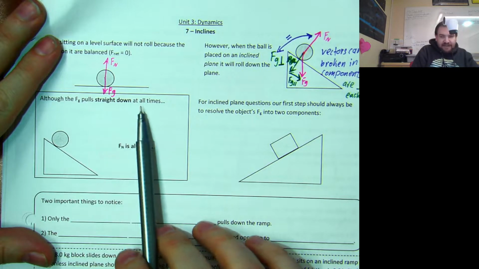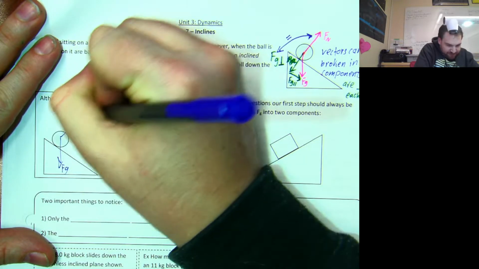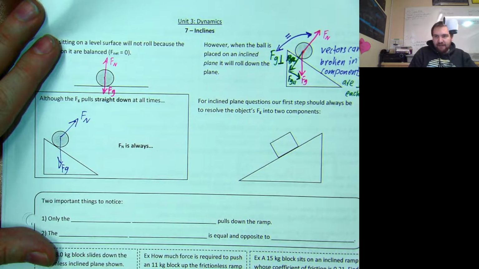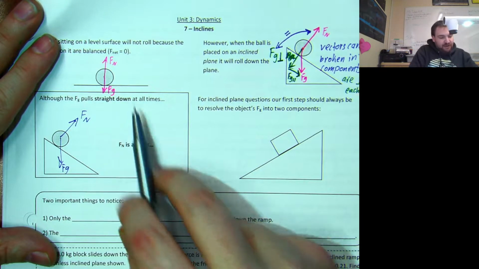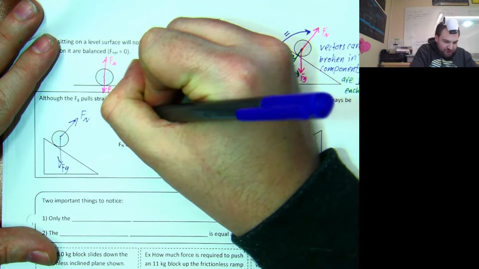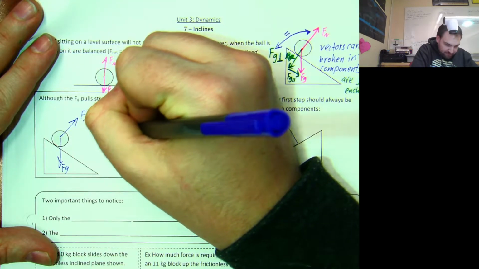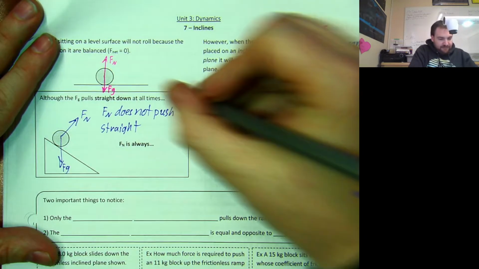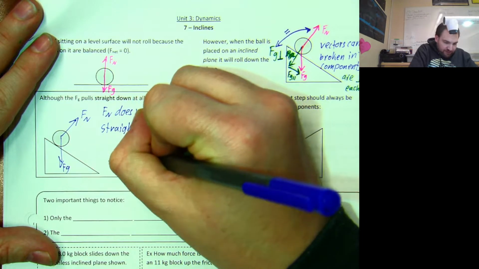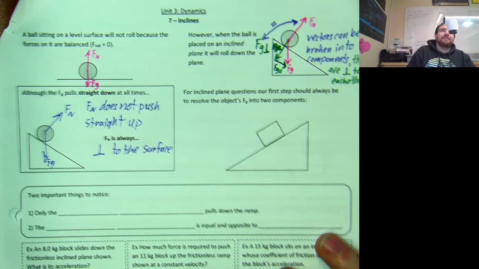Okay, so we're going to draw it again. FG pulls straight down at all times. FG is going this way. FN now is going this way, because we've got to remember FN. So although FG pulls straight down at all times, FN does not push straight up. Fn is always perpendicular to the surface. And I probably don't need to hound on this as much as I am, but I'm going to.